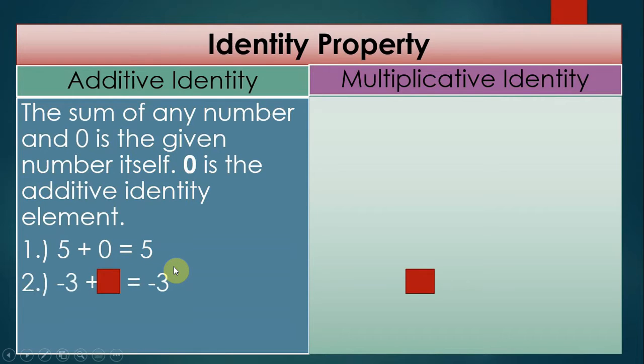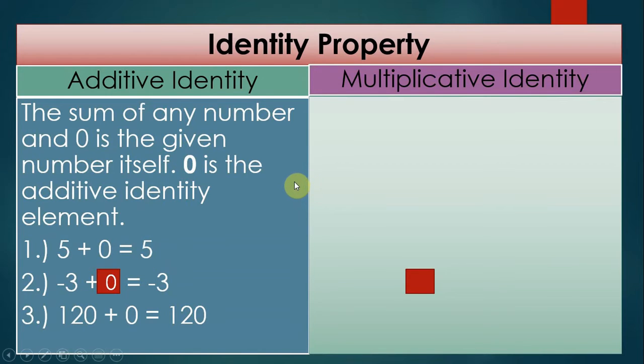Number 2 example, what is added to -3 to get -3? Still the answer is 0. Number 3, 120 plus 0 equals 120. So these are examples of additive identity where 0 is the additive identity element. Any number added to 0, the answer is the number itself.